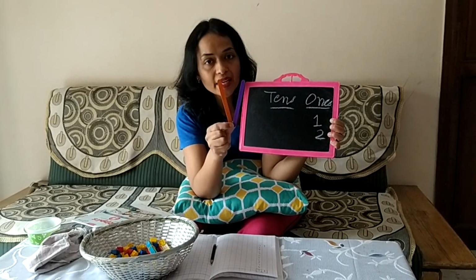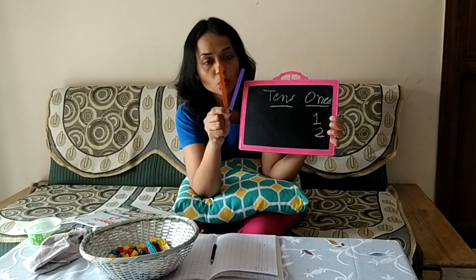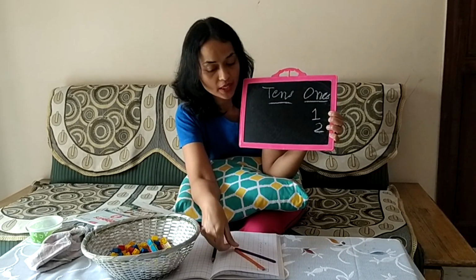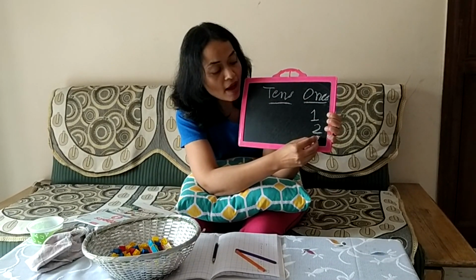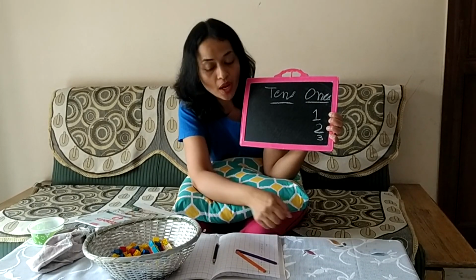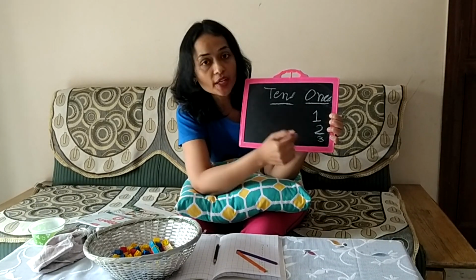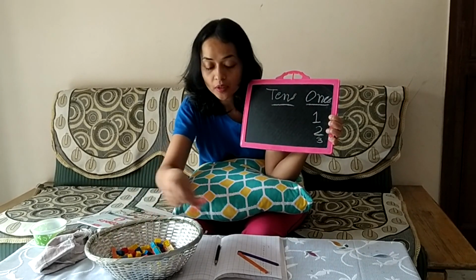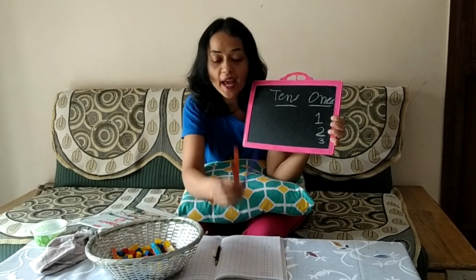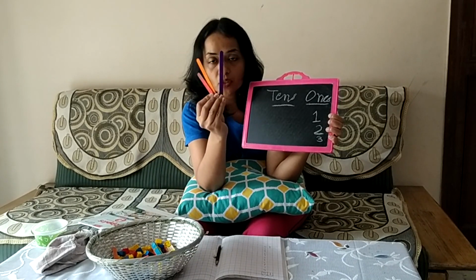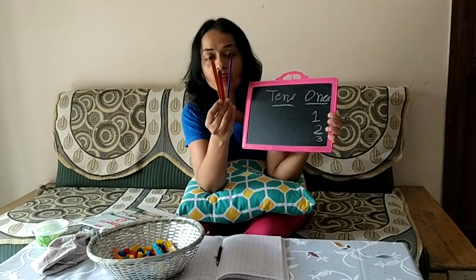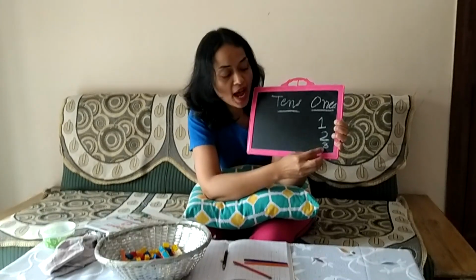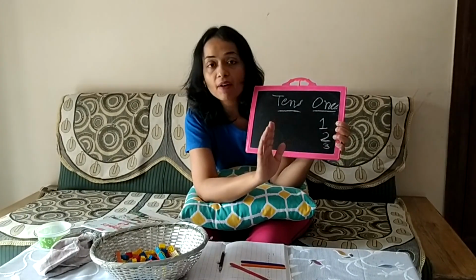I have two ice cream sticks. You can count one purple and one orange. Now I have three objects. Under tens I have no value. Again I have three objects, one purple, one red and one orange. Under tens I have no value.